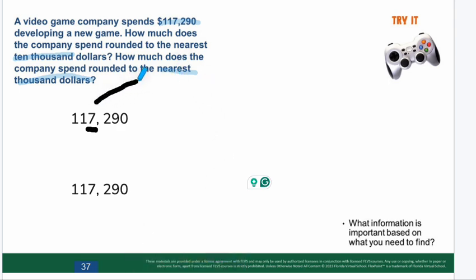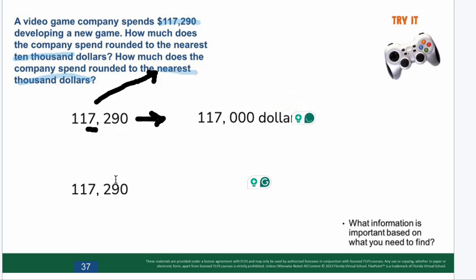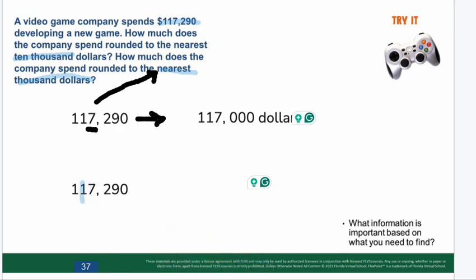that's going to be for this one. This would give me an answer of 117,000. Okay, or dollars. Okay, let's try another one right here. This one says I'm going to the nearest 10,000. Okay, well the 10,000's place value is right here. All right, so let's see, what would that be?